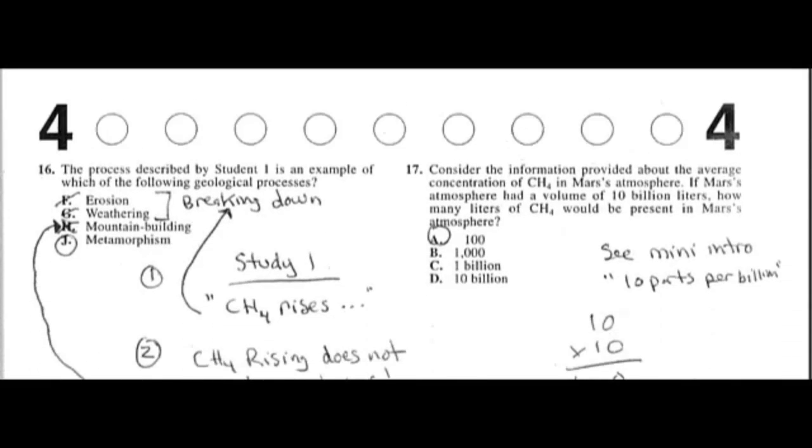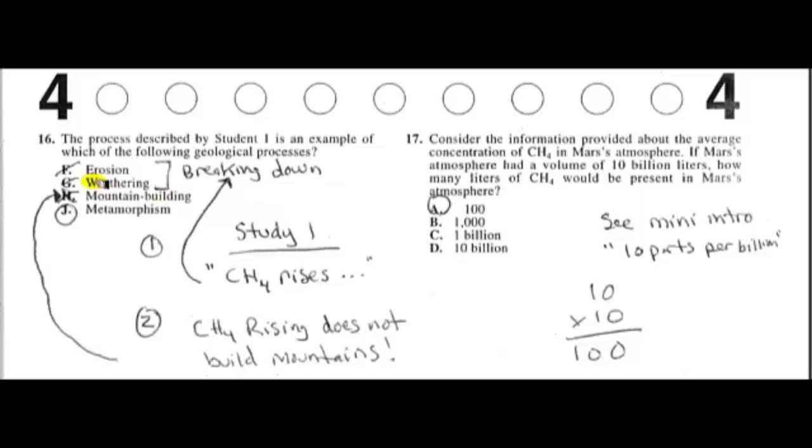Start crossing out stuff that we know is wrong. Answer choice F says erosion, which means break down. We're looking for something that's produced or made. Erosion is the opposite. It's breaking down. We're looking for something that's built. F is out. Weathering. Weathering means to break down.